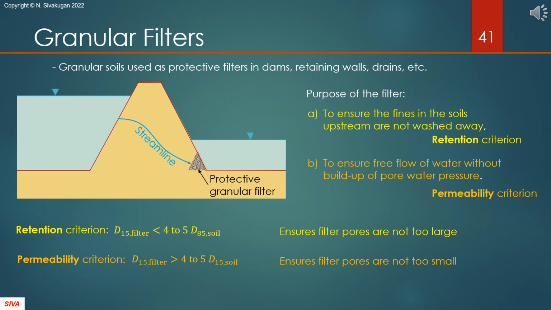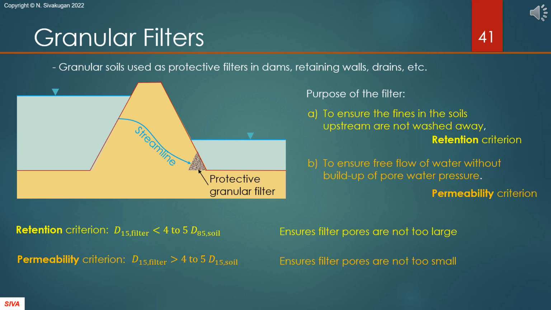Protective filters made of granular soils are used in earth dams, retaining walls, trenches and drains. They serve two purposes which have contradicting requirements: retention and permeability. The pore channels have to be small enough to prevent the fines from the soil being washed through. On the other hand, the pore channels have to be large enough to allow free drainage and prevent any buildup of pore water pressure. We have to strike a balance between the two.